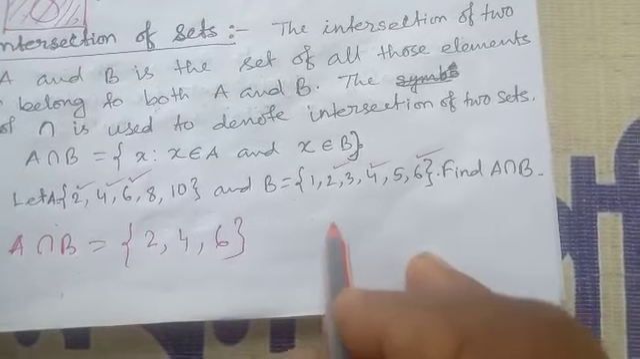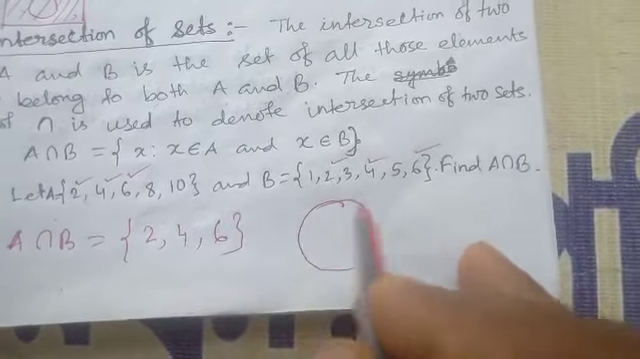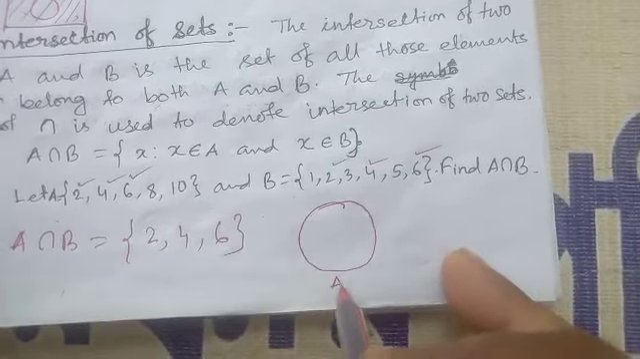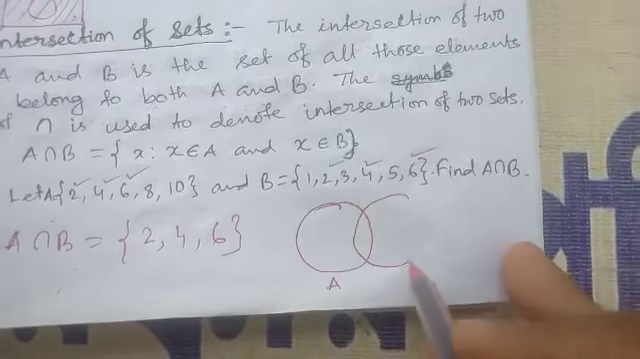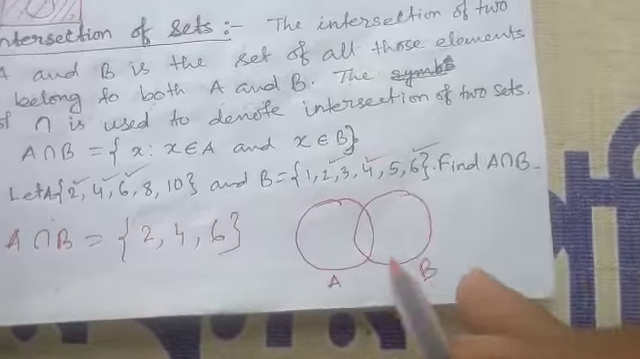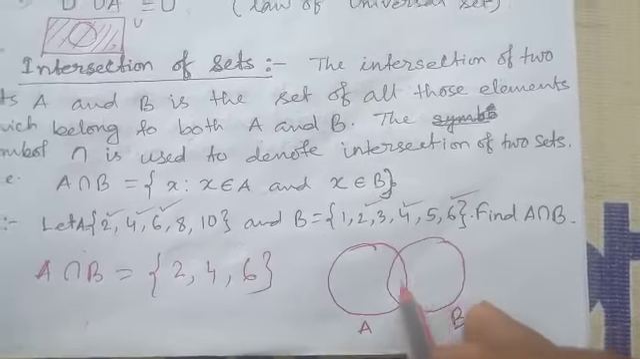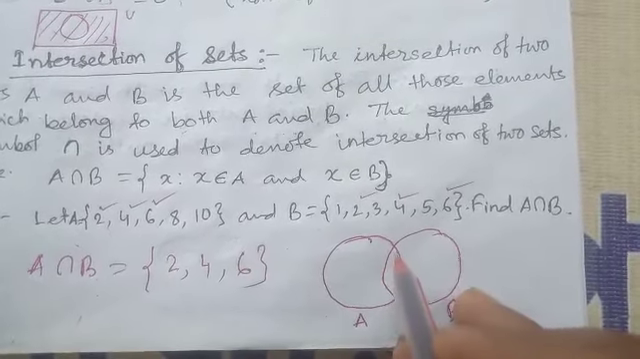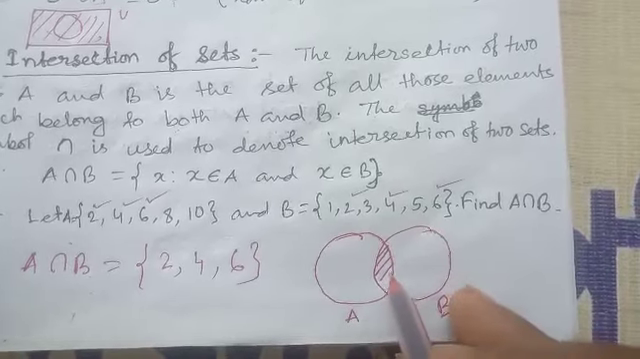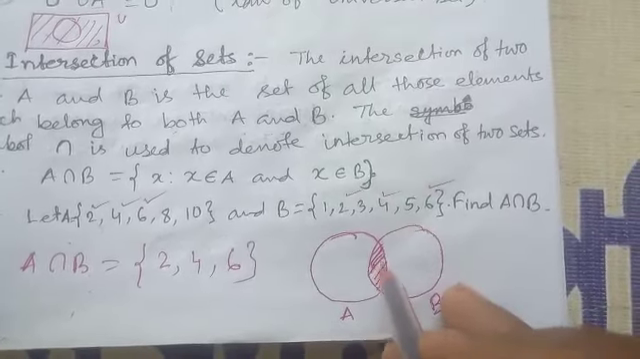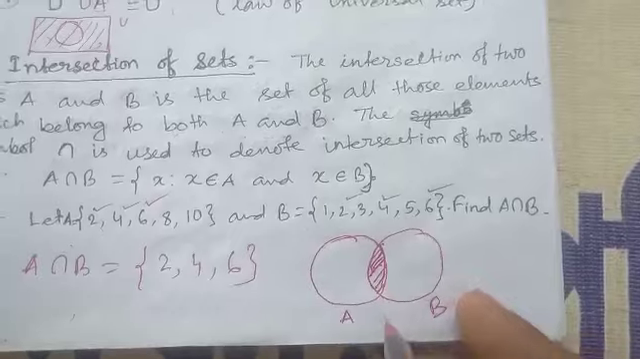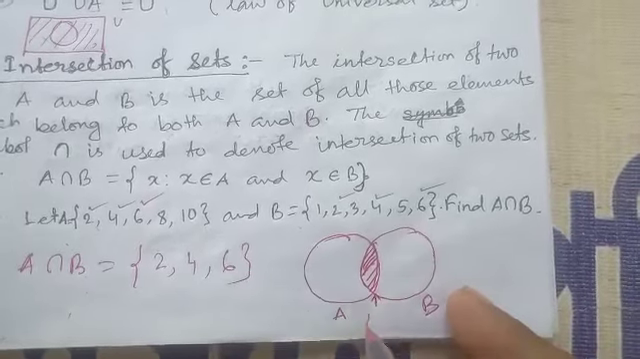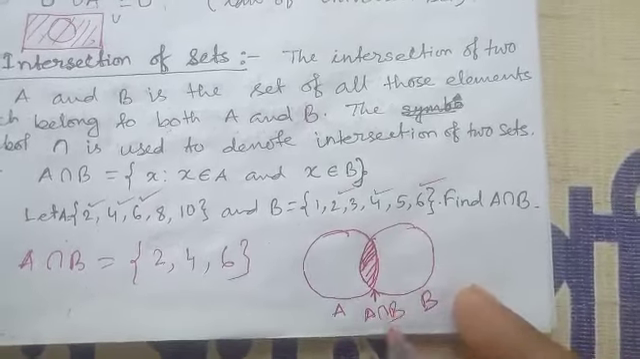And what is the Venn diagram representation? Suppose A is any set and B is another set. So the intersection portion is this one. That means this is your common portion. So this is your A intersection B portion.